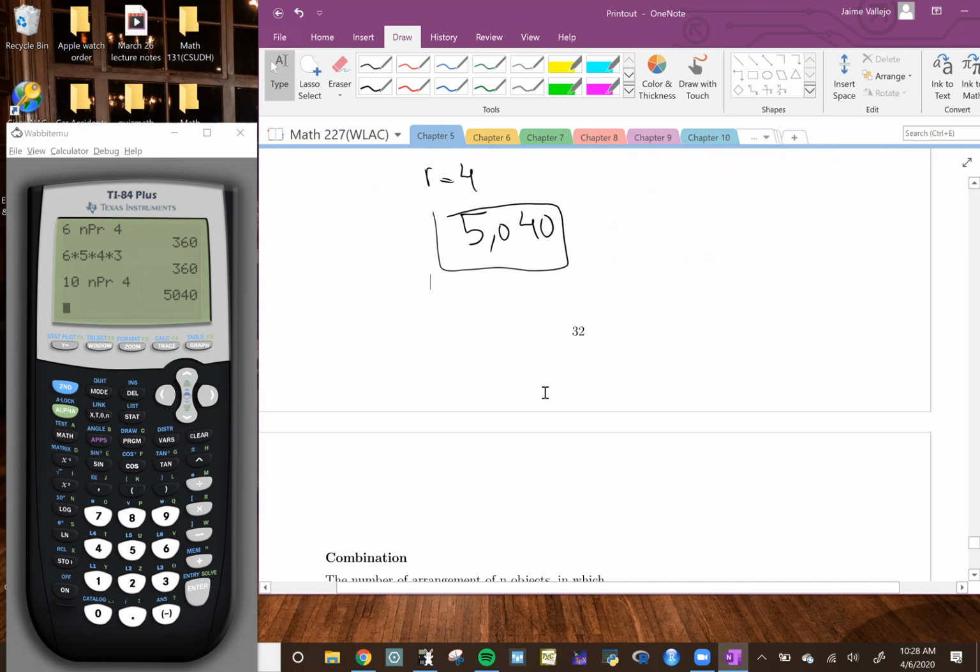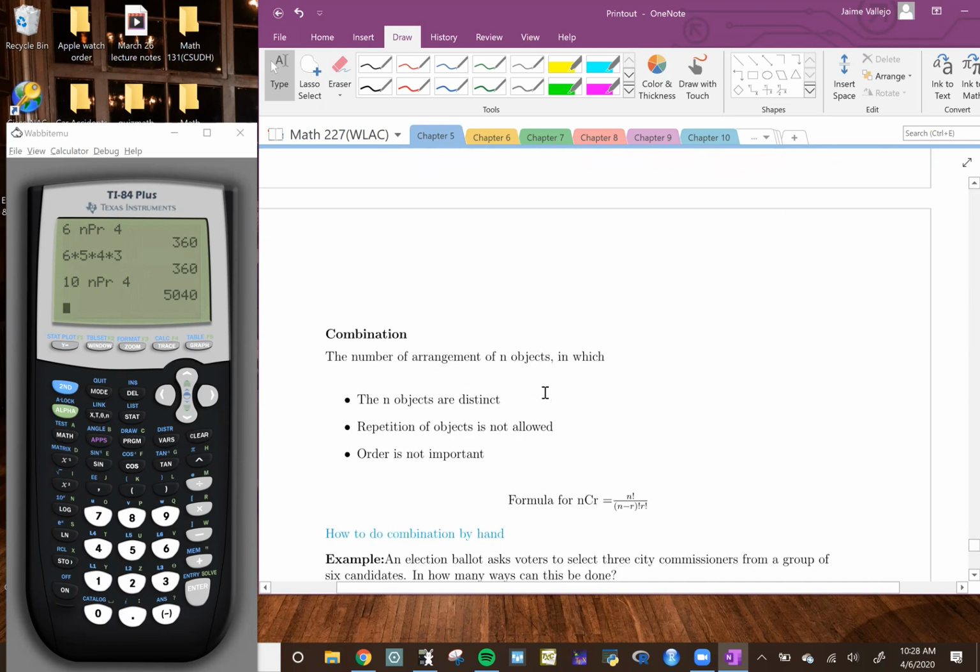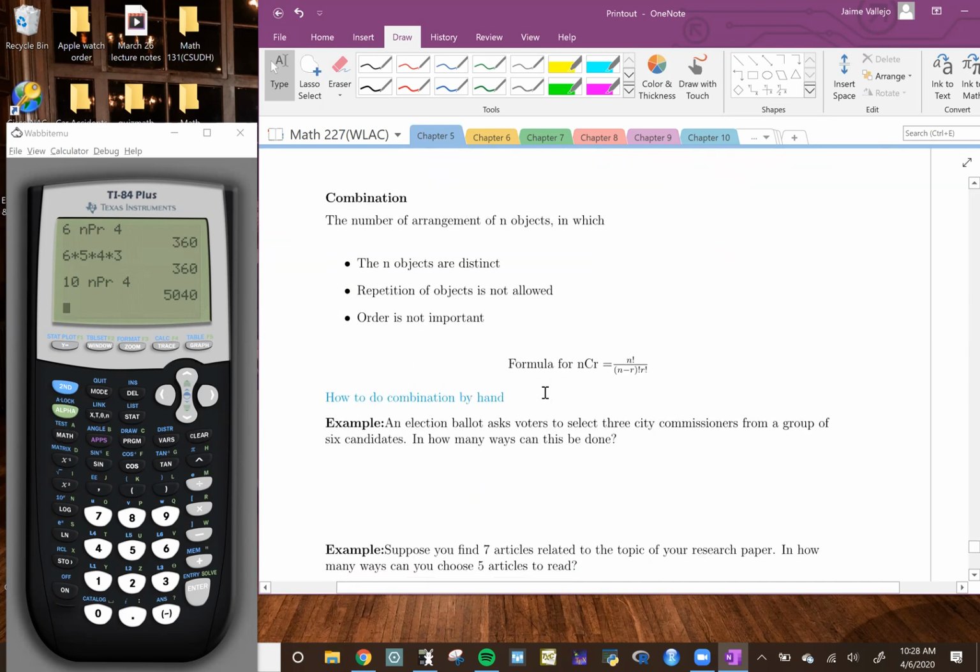All right, so let's go down. Up next, we're going to do combination. For combination, the first two conditions are the same as for permutation. The n objects have to be distinct, and repetition of the objects is not allowed. But in this one, order is not important.